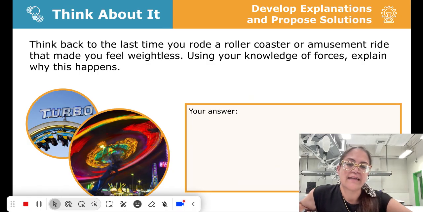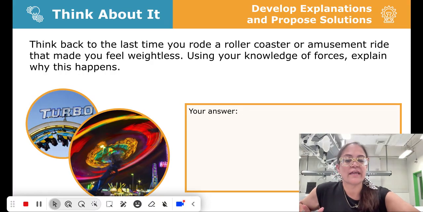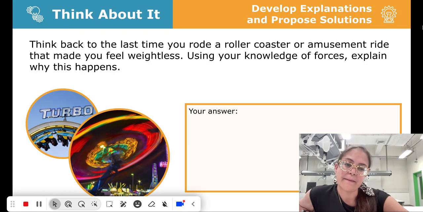So think back to the last time you rode a roller coaster or amusement ride that made you feel weightless. It made it feel like you were floating. Use your knowledge of forces and think about why that might happen. This was the last time I rode a roller coaster at Disney World. That's what it was. It makes you feel like you're floating. Why might that be?